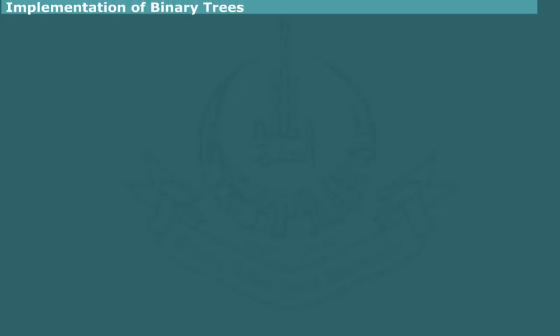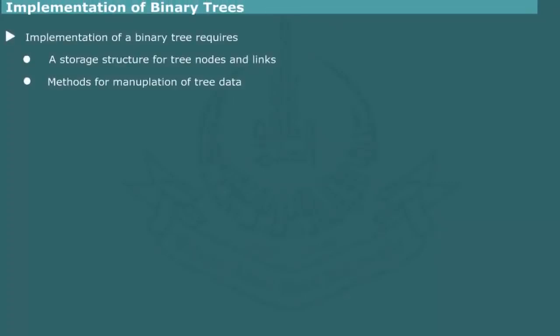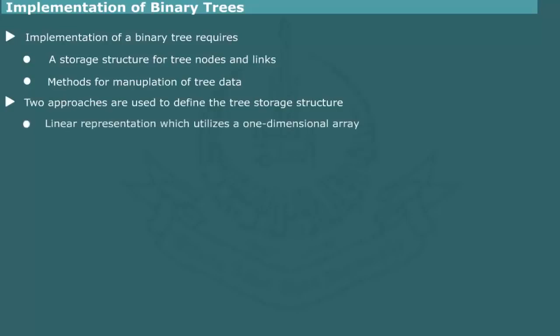Implementation of binary trees. Implementation of a binary tree involves storage representation of nodes and coding of associated operations. We first consider the storage structure aspects of the implementation. Two common approaches are used to define tree structure. One method is known as linear representation or vector representation, which utilizes a one-dimensional array to store node values and pointers.